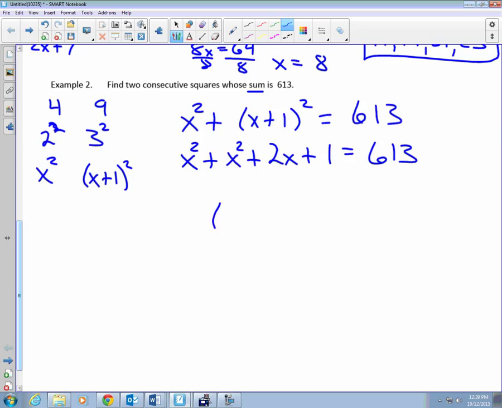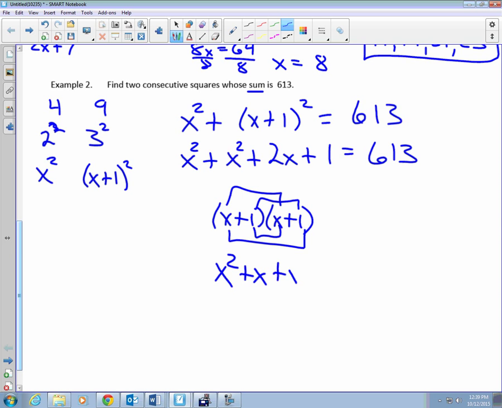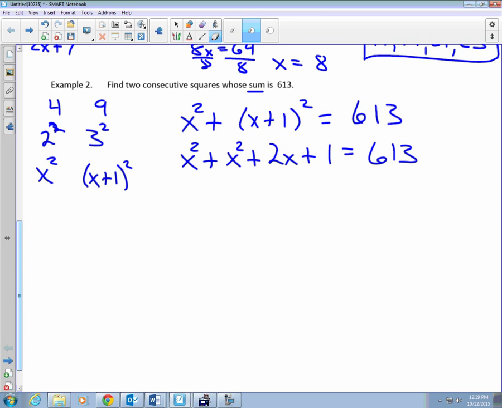Very good. So if you take x plus 1 times x plus 1, that's what it means to square it. I have to multiply each part, and I get the 2x. X times x is x squared. X times 1 is 1x. 1 times x. Right here.